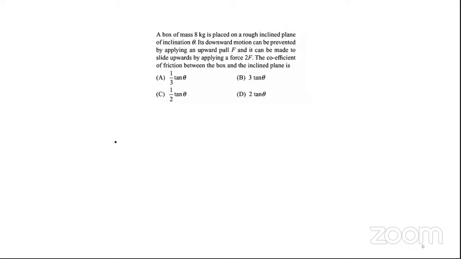I'll give you a hint. We have two different situations over here. In the first situation, downward motion is being prevented. The angle of the inclination is theta. And yes, Jen, right answer.